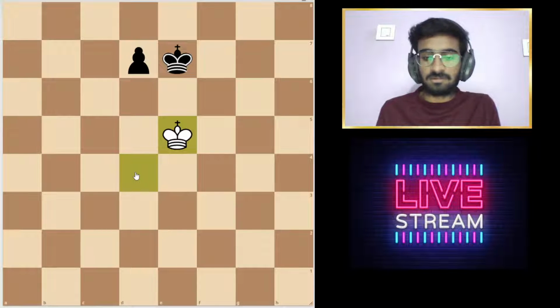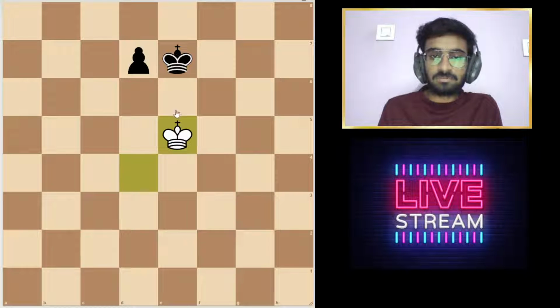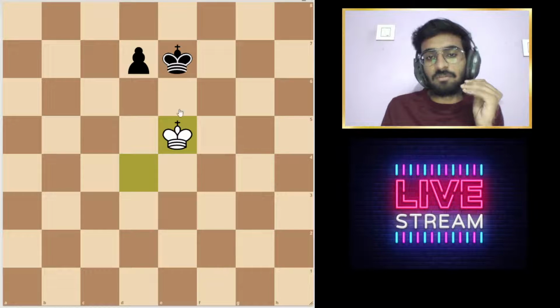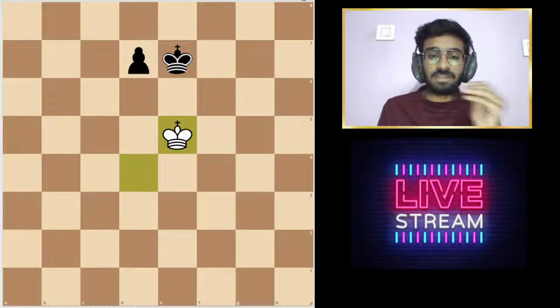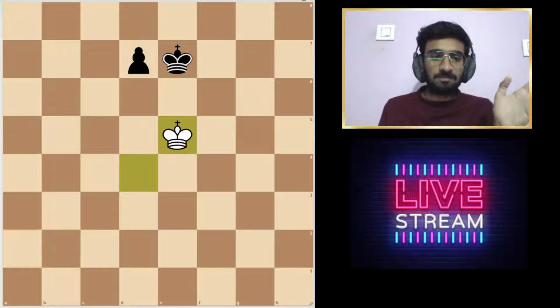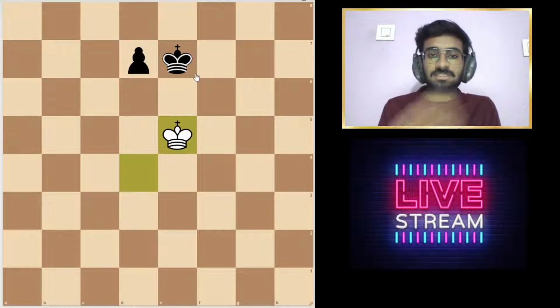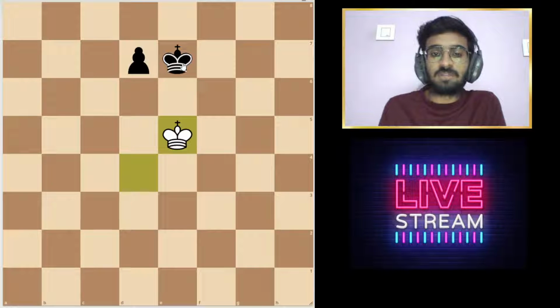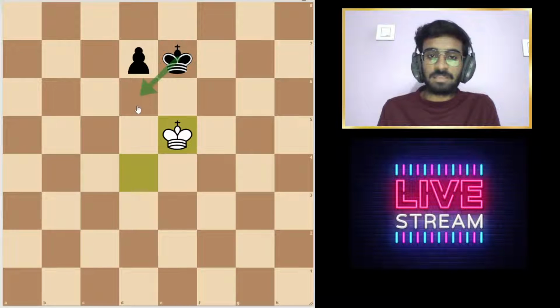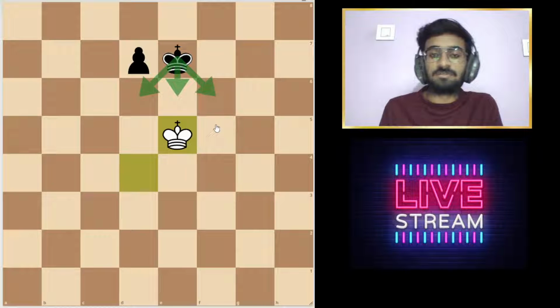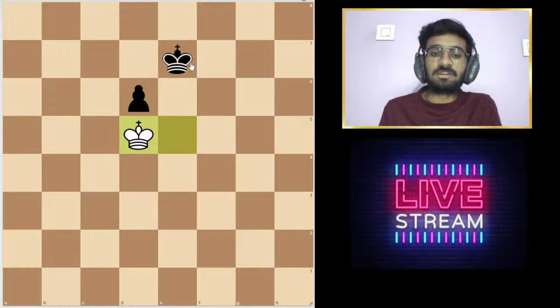For example, here this position is opposition, but who played it? Here it was white. So as white, when I move my king in front of the opponent's king, the position that happens is the opposition. Now let's see how black would respond. Here the problem for black is that black cannot come forward from any of the squares. So let's say he pushes the pawn one step. We will play the king in front of the pawn.